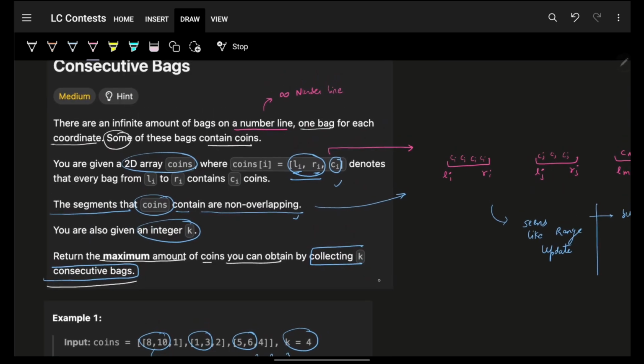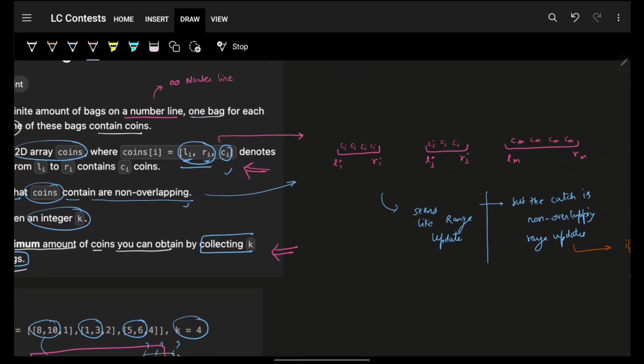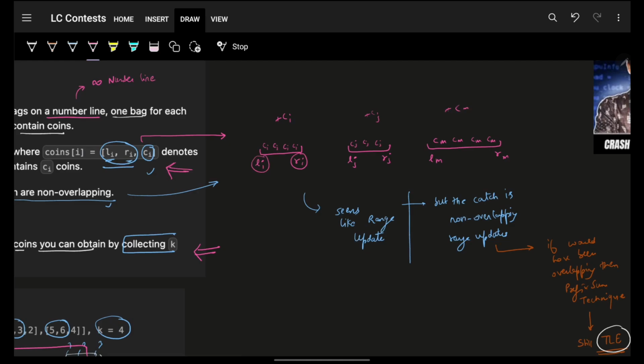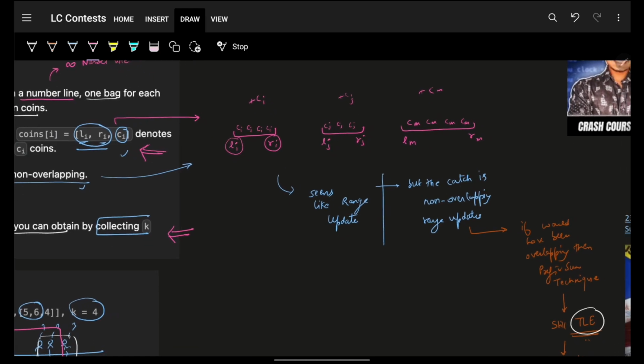Based on these two facts, let's try to see what we can do. Now, for this fact, when I say that for any range Li to Ri I have to do a range update, here in this case the range update is plus Ci, here in this case is plus Cj, here in this case is plus Cm. So for range update kind of scenarios, we try to leverage a Fenwick tree, segment tree, or maybe a prefix sum technique, which is also called the line sweep technique.